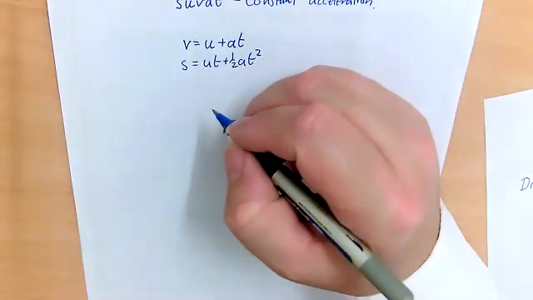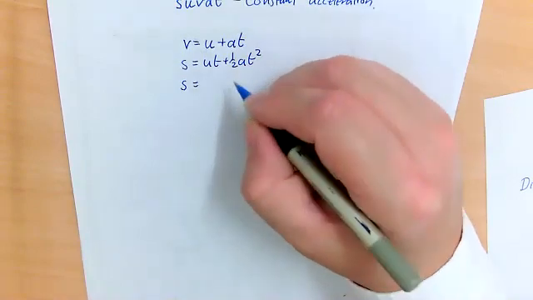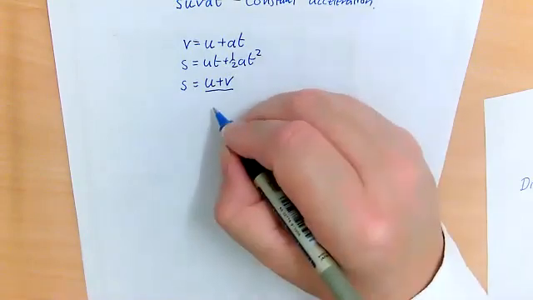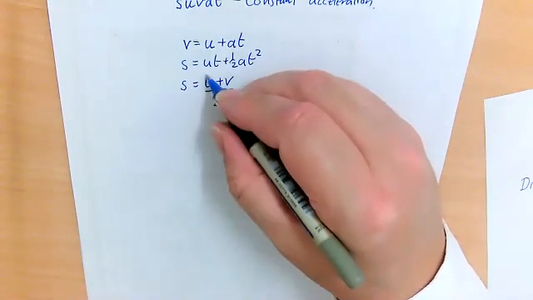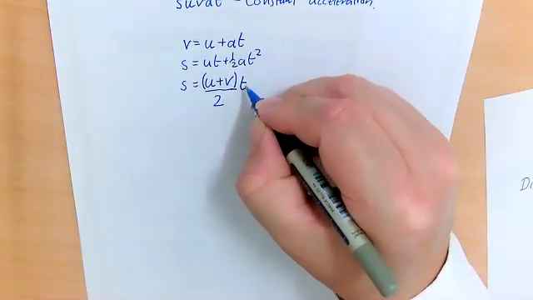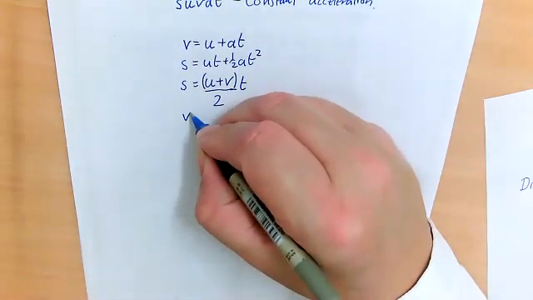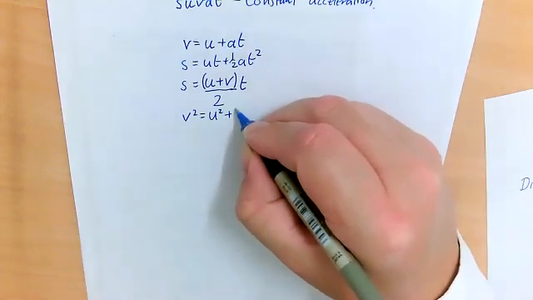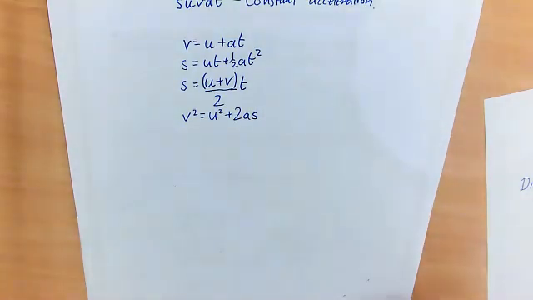We know that displacement is also the average velocity. If it's constant acceleration, it's the average velocity over 2. So it's the initial velocity plus the final velocity over 2, multiplied by time. And we also know that the final velocity squared is the initial velocity squared plus 2 times the acceleration times the distance. Okay.